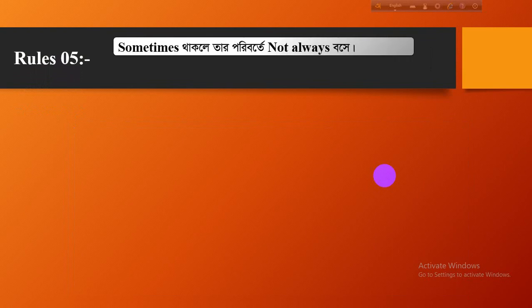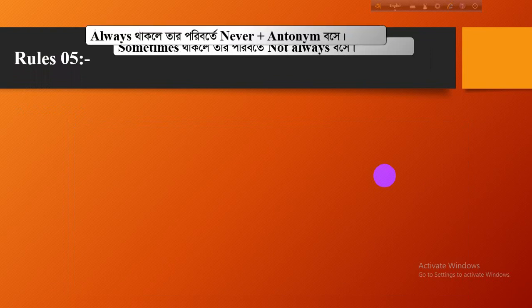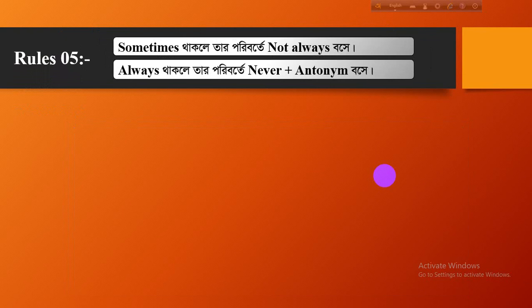So let's come to the last rules. Rule 5. So that is also very easy. If there is sometimes, in place of sometimes we can use not always. Or if there is always, in place of always we can use never plus antonym.